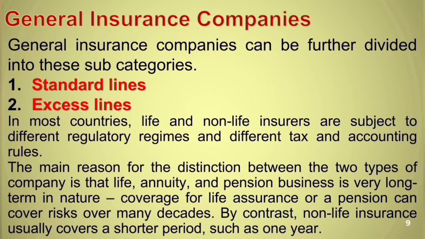In most countries, life and non-life insurers are subject to different regulatory regimes and different tax and accounting rules. The main reason for the distinction between the 2 types of company is that life, annuity, and pension business is very long-term in nature. Coverage for life insurance or a pension can cover risks over many decades. By contrast, non-life insurance usually covers a shorter period, such as 1 year.